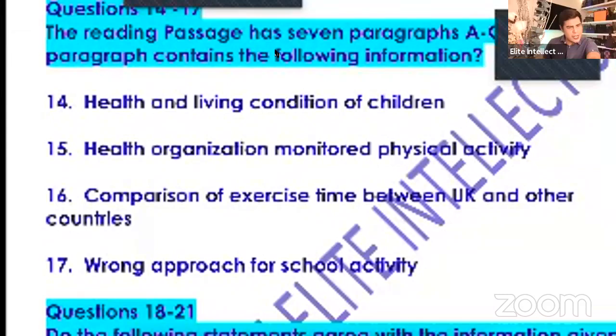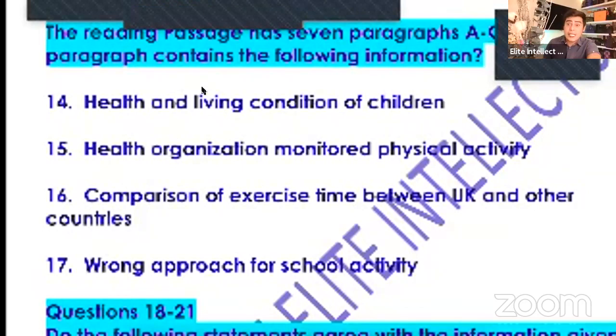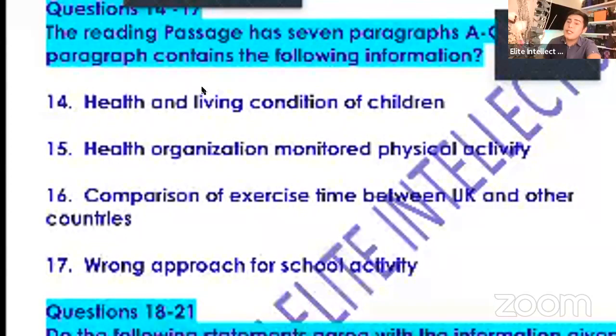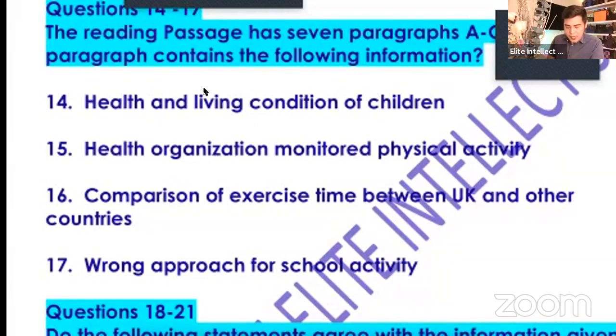Is there something earlier? Do you remember earlier when we were just familiarizing with the theme, with the comparison of exercise between the UK and other countries? If you're going back to the theme earlier, do you remember a comparison of the exercise or physical education of students in the UK and other countries? Yes!